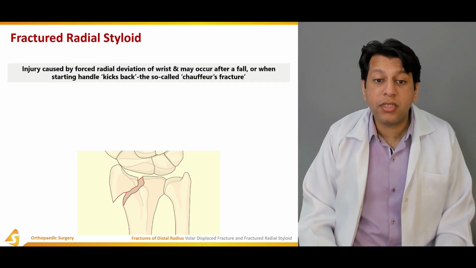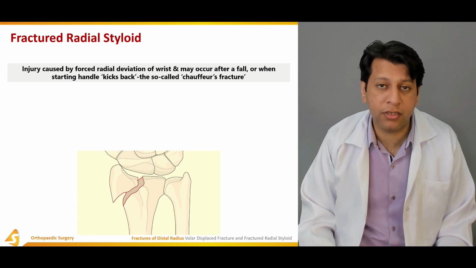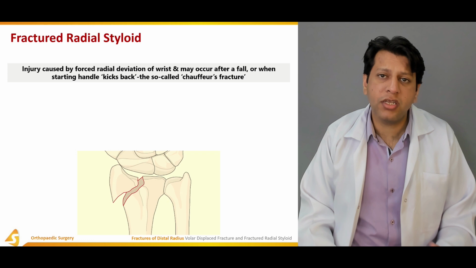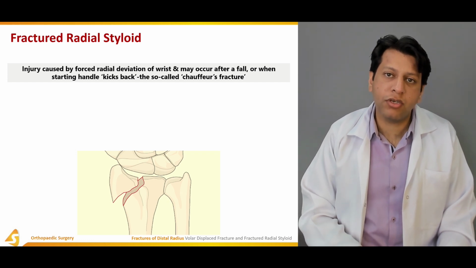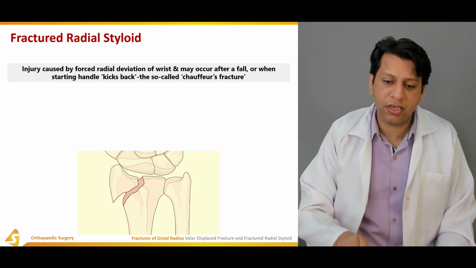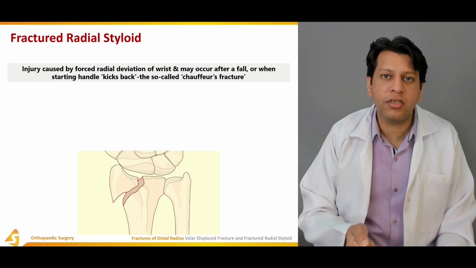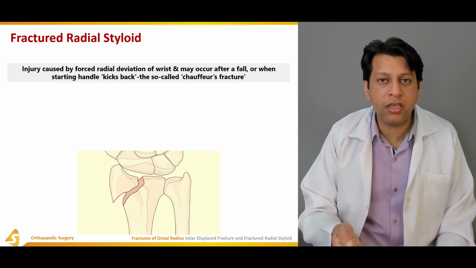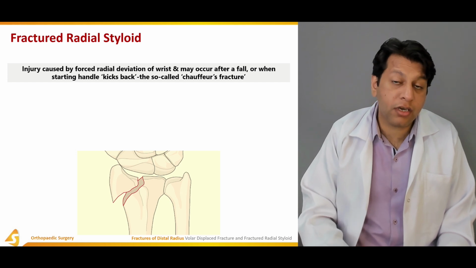It is caused by the forced radial deviation of the wrist and may occur after a fall, or when starting a handle or kickback, so that is called a chauffeur's fracture. In the 1920s and 30s, the car had a kind of gear to start the car, and the chauffeur had to rotate it quickly so that it gave off enough energy. Instead of having an accelerator and a key, they had to quickly rotate it so that they could start the car.